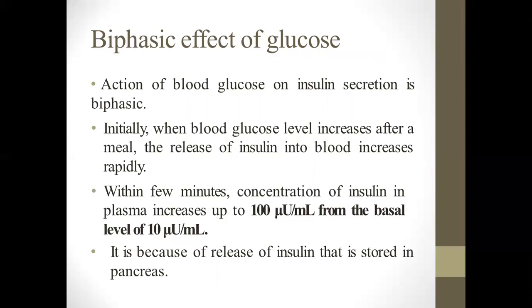Then there is the biphasic effect. The biphasic effect of glucose is basically that when we eat a meal, there is initially a sudden rise in the insulin level. Then after that, the insulin level will fall and steadily rise again toward a peak with a sustained condition, and these two peaks are known as the biphasic effect of glucose.